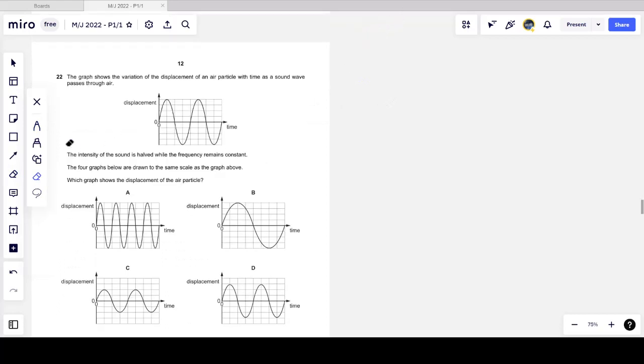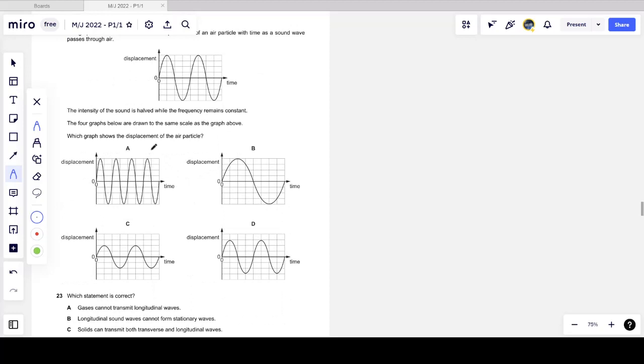Question 22 takes up a lot of real estate. The graph shows the variation of the displacement of an air particle with time as a sound wave passes through. So we are given the formation of the sound wave, the displacement versus time at least. The intensity of the sound is then halved, but the frequency remains constant. And the four graphs are shown to the same scale as the graph above, and we want to know which graph shows the displacement of the air particle.